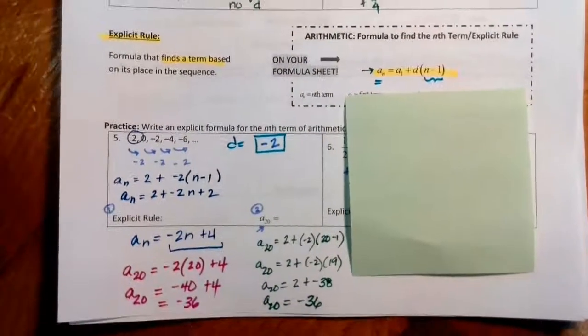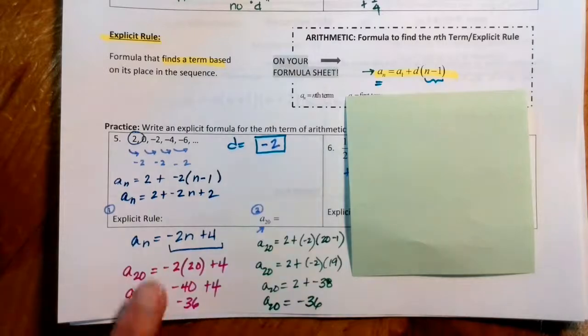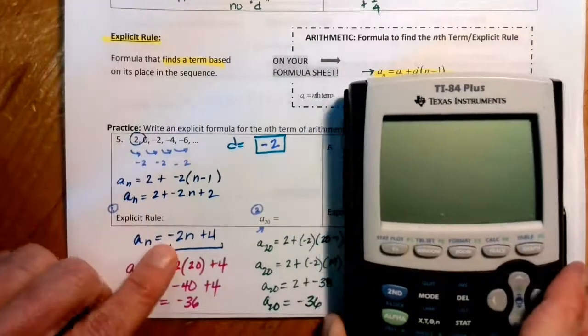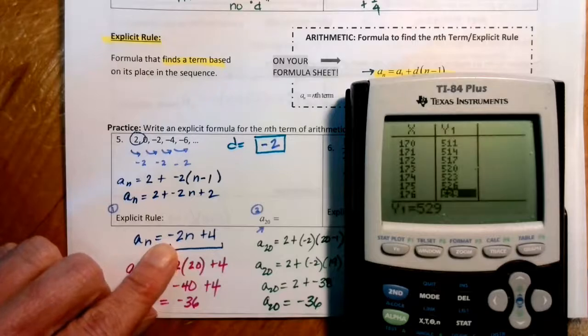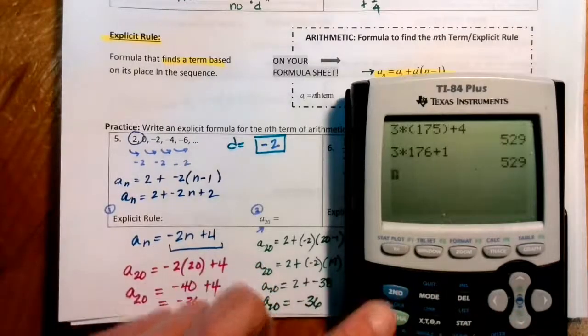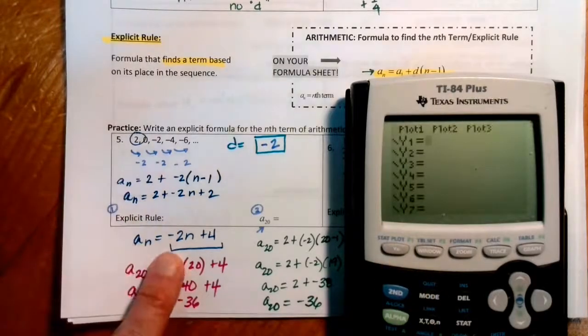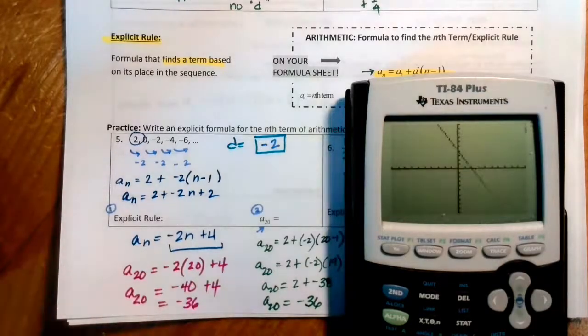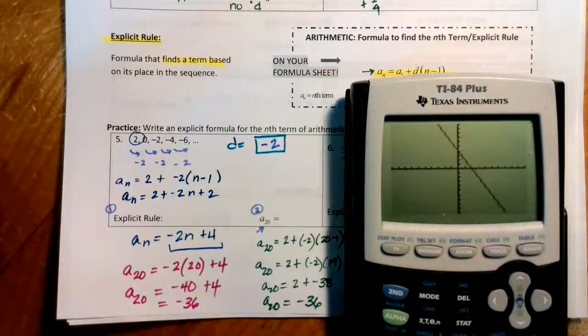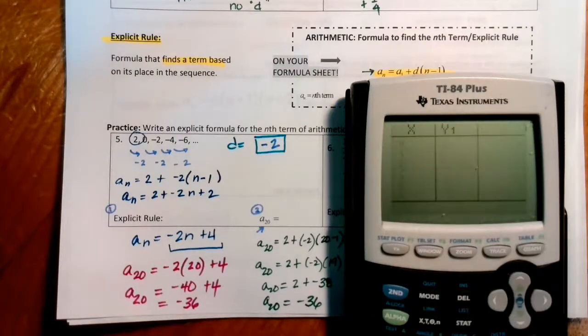So here's the interesting thing that I want you to know: because I was able to simplify this formula, I can go ahead and prove it using my graphing calculator. When I clear the memory, I can go to my function screen and enter negative 2n, and we'll use x for any number, plus 4. Now, you and I both know that that's a linear equation with a negative slope and a y-intercept of positive 4.